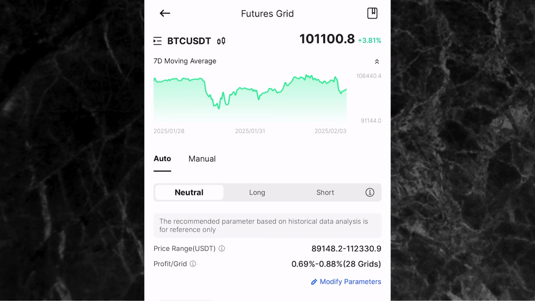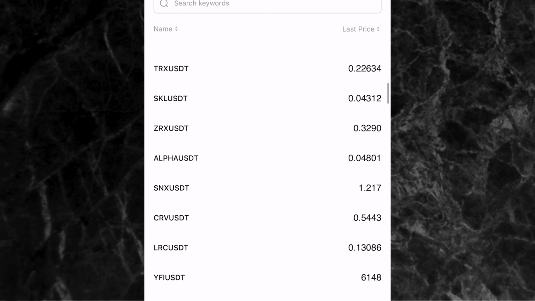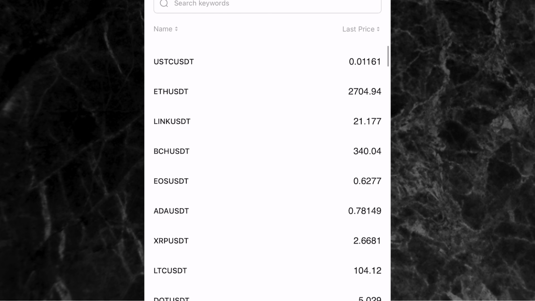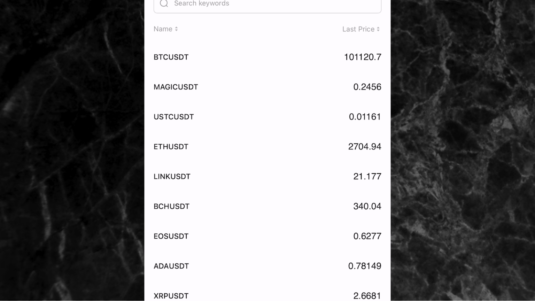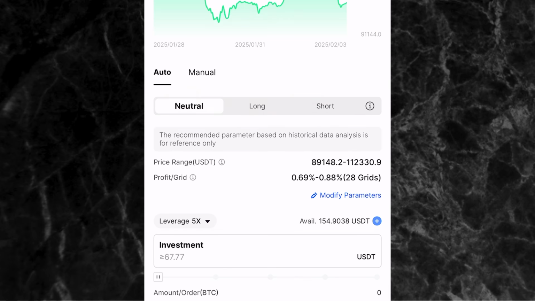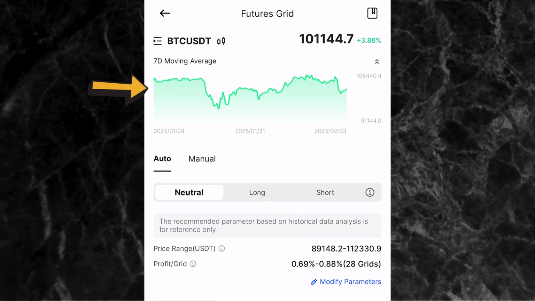Just like I did for the spot trading bot, the first thing is to click on the trading pair you want to trade. Where you have this BTC USDT, just click on it, and if you scroll down, you'll see all the trading pairs you can trade right here. There are a lot, but I'll be using BTC USDT for this also. Once you've selected that, it also shows you the 7-day moving average, that is how the market has been moving for 7 days. If you don't want to see it, just click on this arrow.